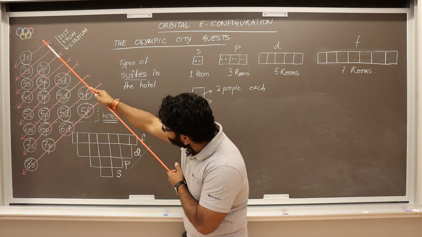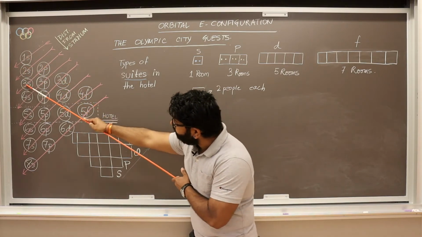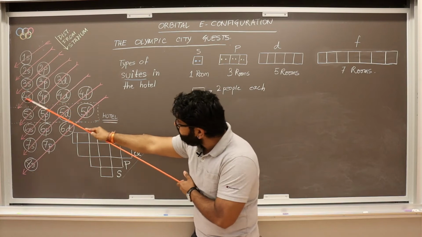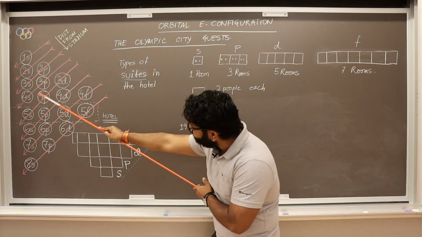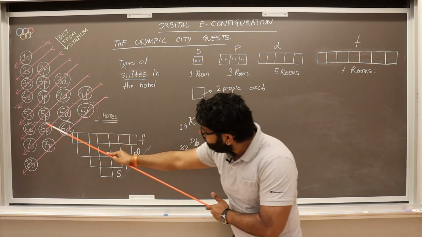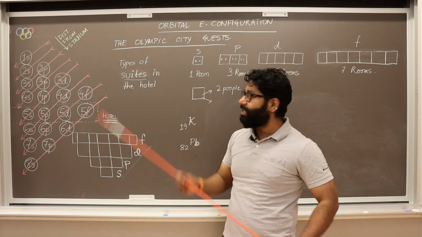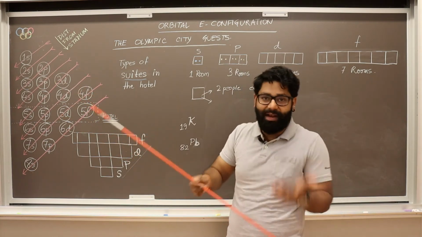The best arrow is this, 1s. The next is 2s. The next is 2p, 3s. The 3p, 3s. Then 3d, 4p, 5s. Just follow the arrows, right? So this is the order in which these suites are going to get filled.